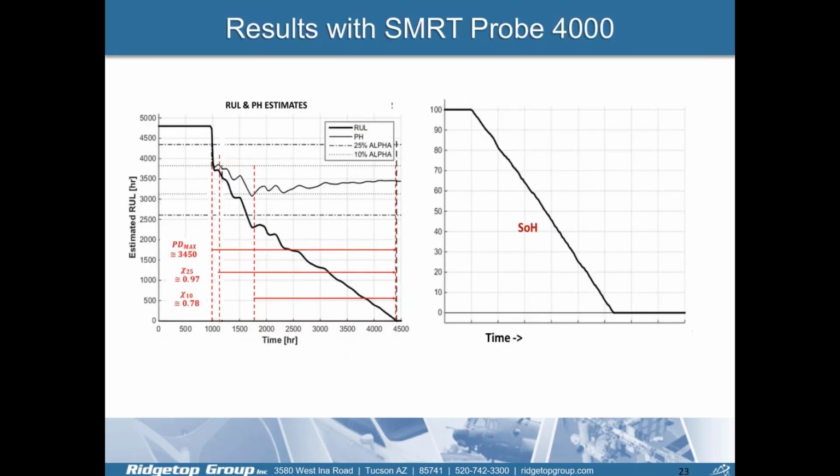And here we see the prognostic signatures over time. Gives you the estimated remaining useful life, and you can select these particular areas as warnings and alerts to get ahead of your condition-based maintenance schedules. And next slide.